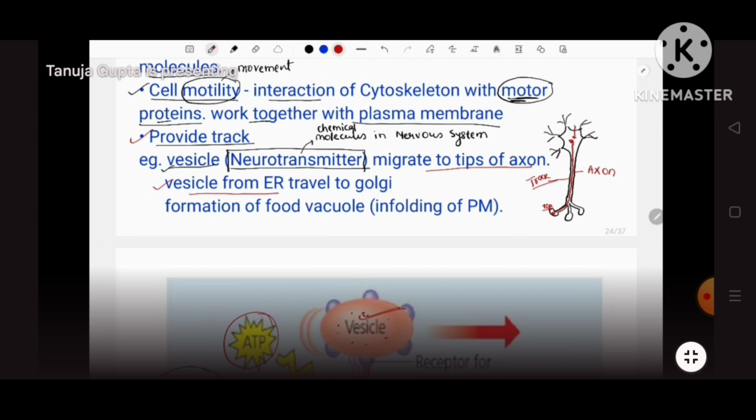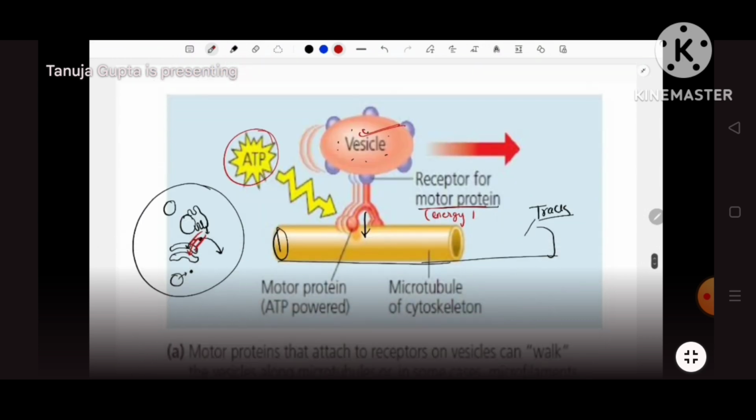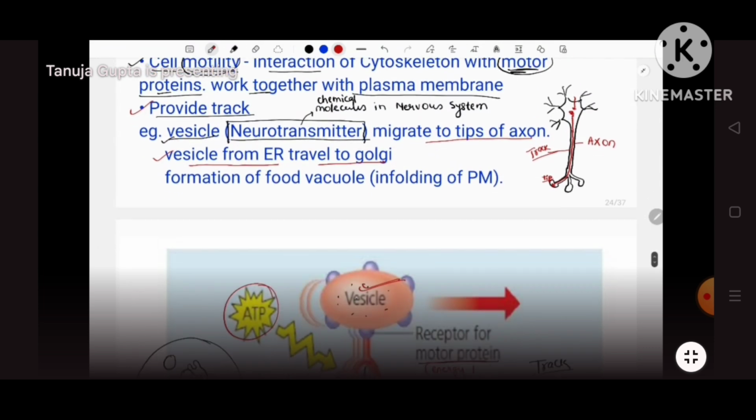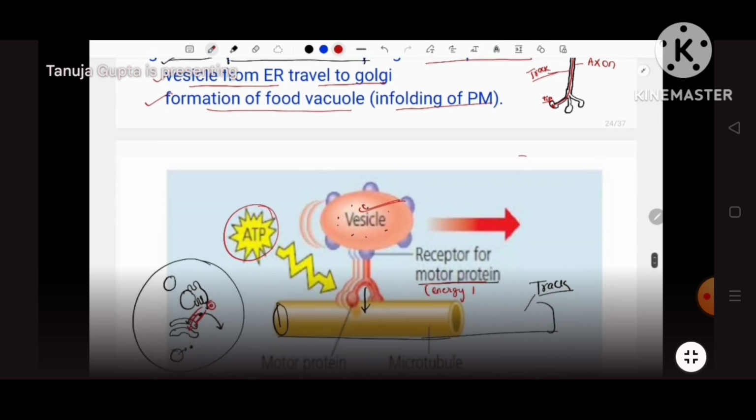The vesicles from the ER. As I told you just now, if any vesicle is released from the ER, it travels to the Golgi with the help of the cytoskeleton. The third is what? Formation of food vacuole, that is infolding of plasma membrane. As I told you one more time, suppose this is a cell and there are certain food particles. So what actually happens? This cell moves towards the food particle and folds, thus infolding the plasma membrane like this one. This is what? Plasma membrane. PM is plasma membrane. So there's an infolding of the plasma membrane taking this food material inside in the form of a food vacuole.